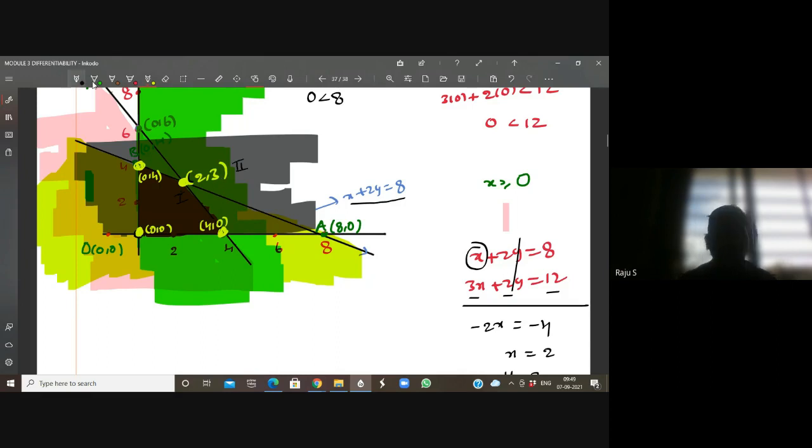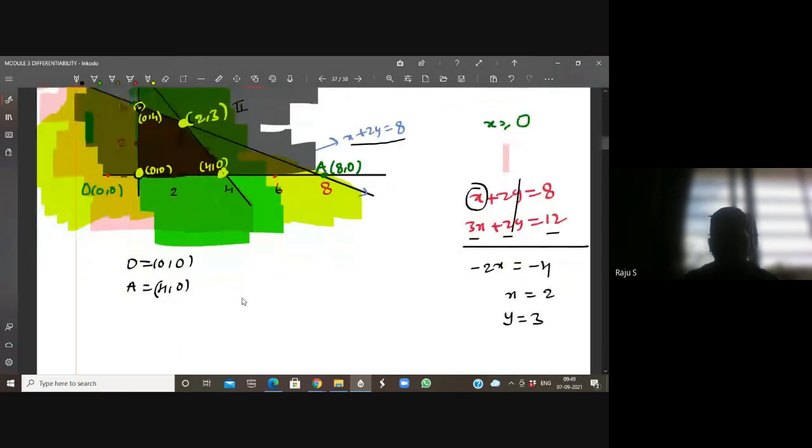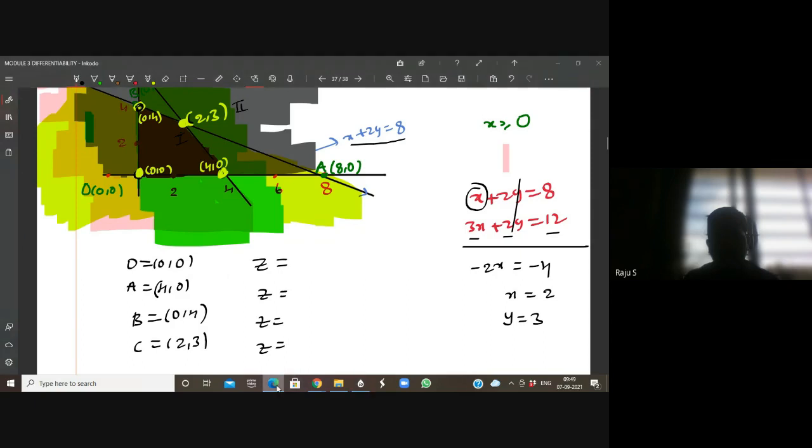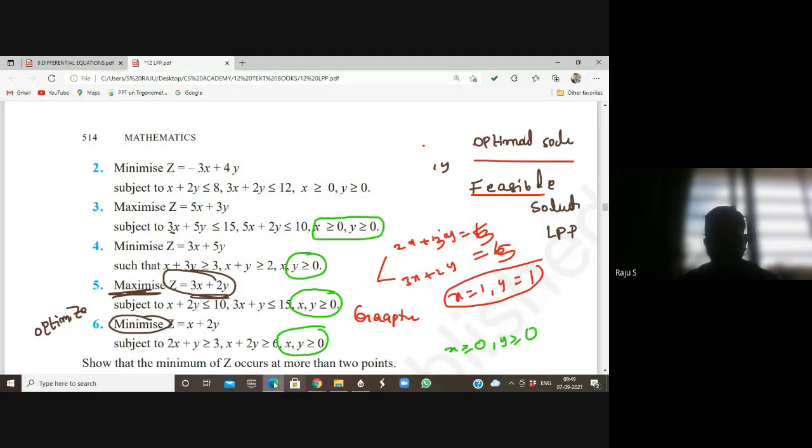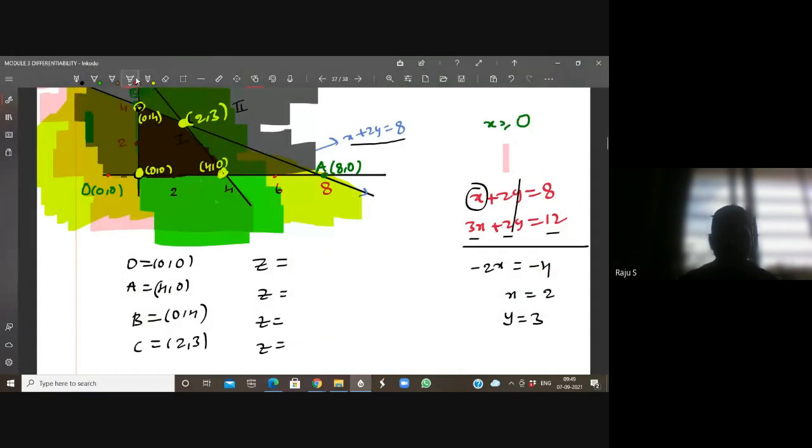We got four corner points. What are they? One is (0, 0). I'm taking another point A as (4, 0), B as (0, 4), and finally here we get (2, 3), which I'm taking as C. You have to find the Z value at all these points. The question is to minimize, so among these four values, whichever is the minimum is the required answer.